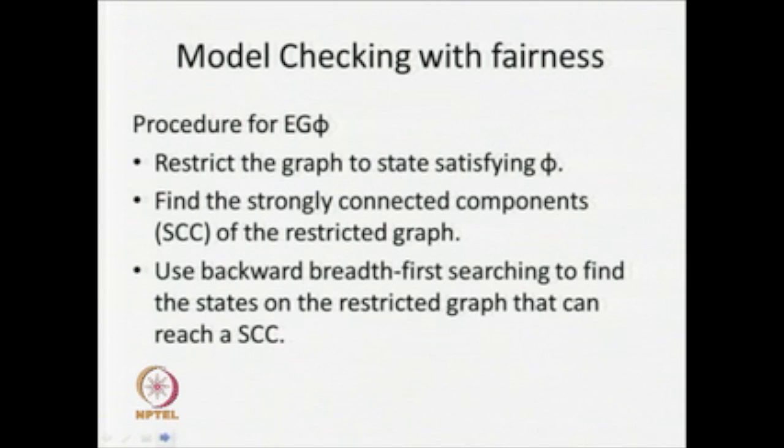Okay, now, just see what is the procedure for E G phi. Already we have checked it. We have another procedure. We are saying: restrict the graph to states satisfying phi. So, the first step is we are restricting the graph to states that satisfy phi. Then find the strongly connected components, SCCs, of the restricted graph. And as a third step, we use backward breadth first search to find the states on the restricted graph that can reach an SCC. So, with the help of this procedure, we can talk about E G phi.